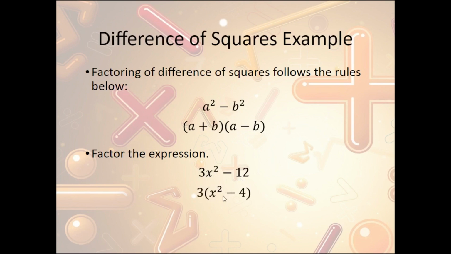Well, now we have this 3 here. Now we have a difference of squares inside the parentheses, so we can factor that. So this is really x squared and 2 squared. So this would be x plus 2 times x minus 2. So this becomes 3 times x plus 2 times x minus 2.